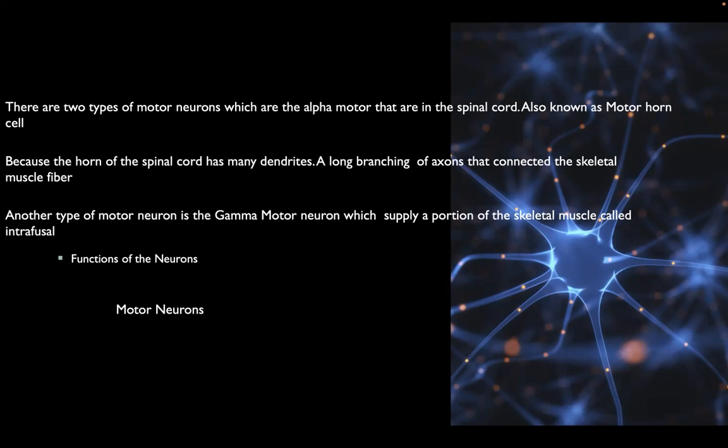Another type is the gamma motor neuron, which supplies a portion of a skeletal muscle, called a transfusor, which that one's not really common. There's not a lot of information about that one.